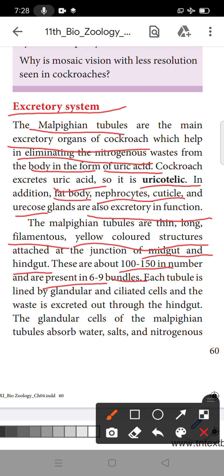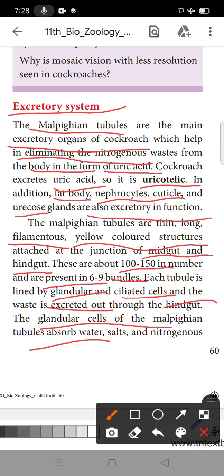Each tubule is lined by glandular and ciliated cells and the waste is excreted out through the hindgut. The glandular cells of the Malpighian tubules absorb the water.